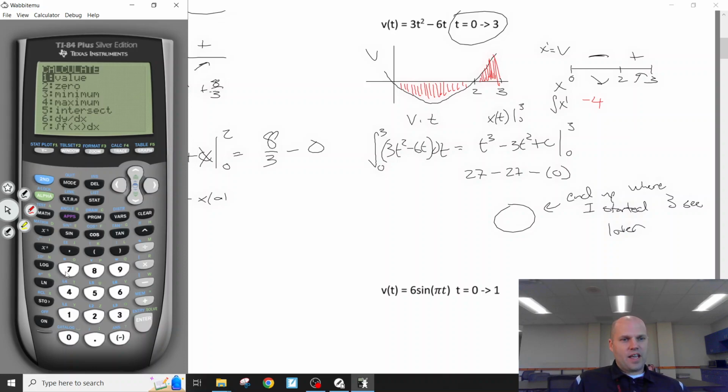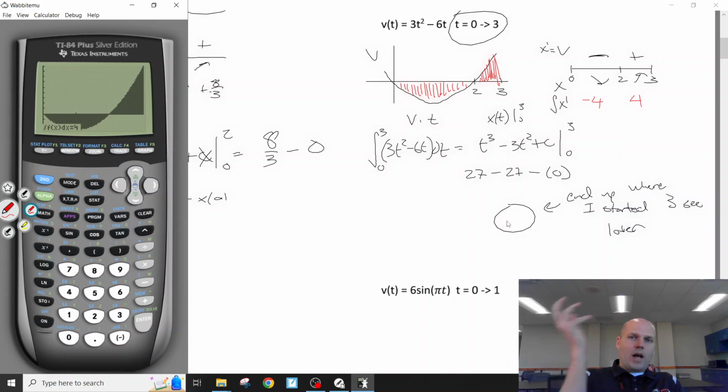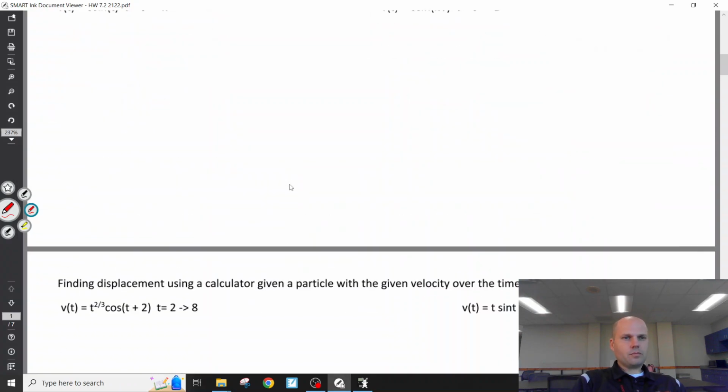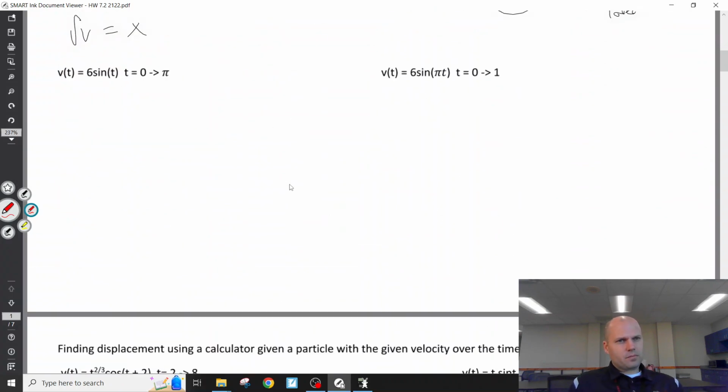Second calc, let's find the area from 2 to 3. It's going to be the same amount, 4. So, where does this number come from? This 0. Why is this number okay with us? What we are finding, this change in position, being 0, means you went somewhere, you came back to where you started. I went to the left 4, and then I went to the right 4. Cool? Calculator does velocity times time. We can do a change in position by taking an antiderivative. Great.